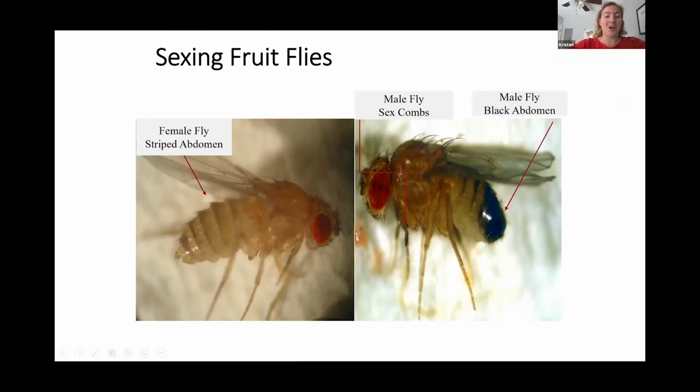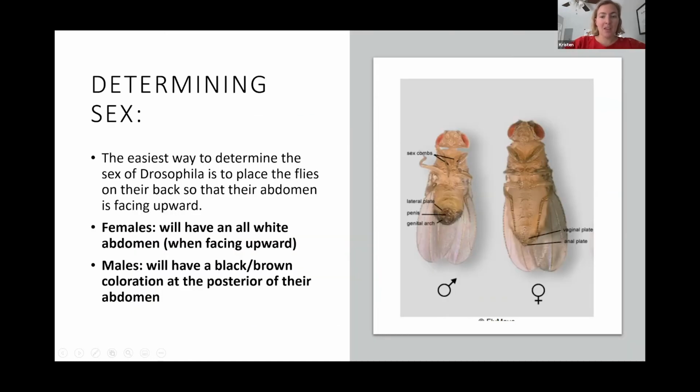Usually it takes about 5 minutes for the flies to fall asleep using fly nap. During that time, we'll explain to the students how to determine the gender of these flies. The males usually have a black abdomen and these sex combs on their arms, whereas the females just have a striped abdomen. We have a couple more examples of how to do this. It's usually easiest if the fly is on their back, and you can easily see that this is the male and then this is the female.